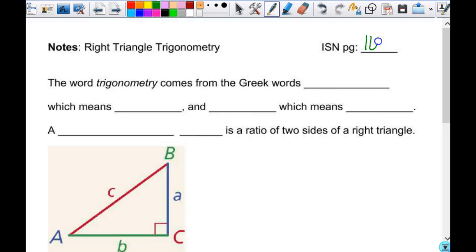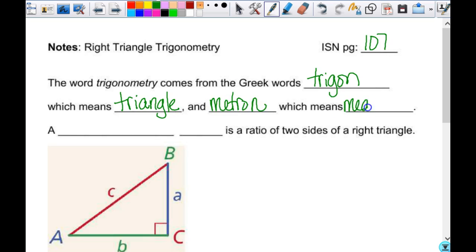So this is going on page 107. The word trigonometry comes from the Greek words trigon, which means triangle, and metron, sometimes said metria, which means measure. So trigonometry literally means triangle measure.